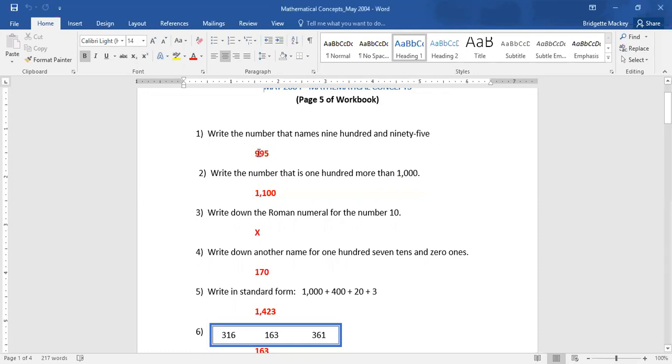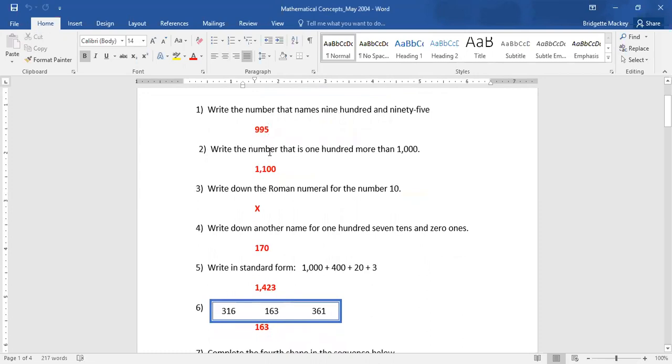And so here we go. We have a 9 in the hundreds position, a 9 in the tens position, and then a 5 in the ones position. That's 995. The second question asks us to write the number that is 100 more than 1,000. So basically what we want to do here is add 100 to the number 1,000, and if you add 100 to 1,000, you get 1,100.